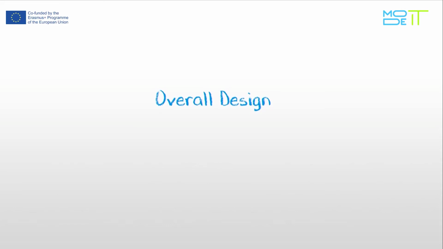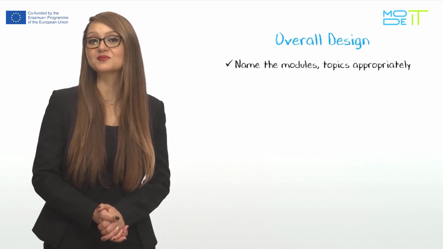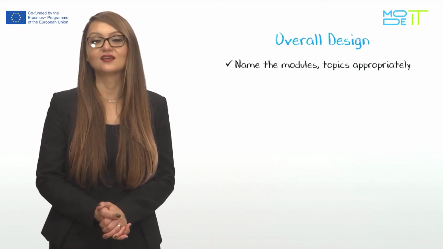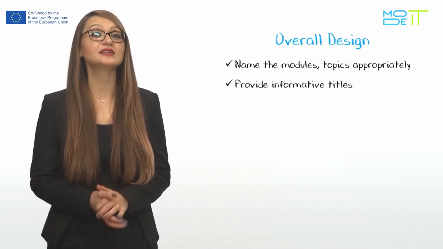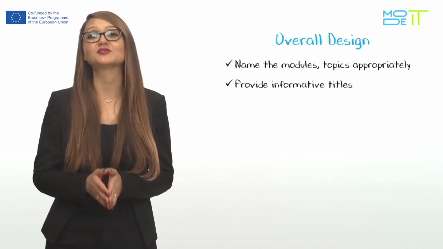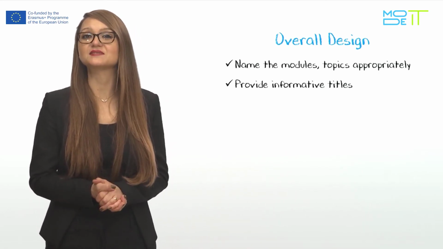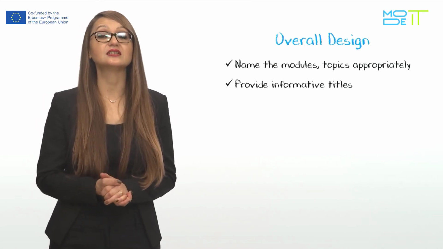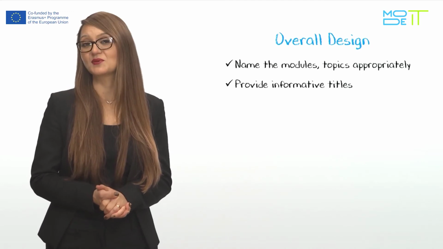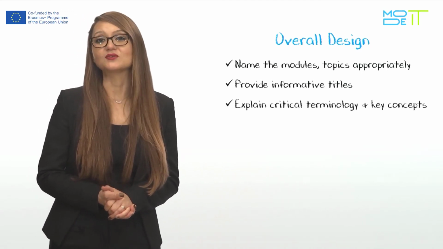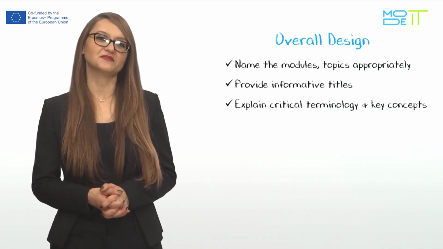First of all, the content should be easy to comprehend. Modules and topics should be named appropriately and informatively. All pages on the platform should have an informative title. This not only helps the learners to navigate easily, but also assist learners with disability. When students use assistive technologies like screen readers, in the absence of appropriate titles, they cannot find what they will be exposed to. Moreover, all critical terminology should be explained as if none of the learners are familiar with it.